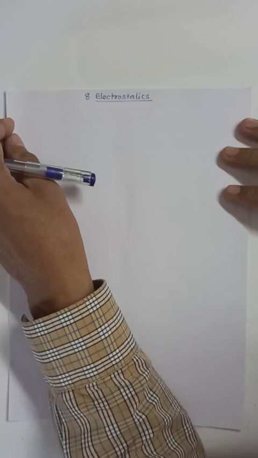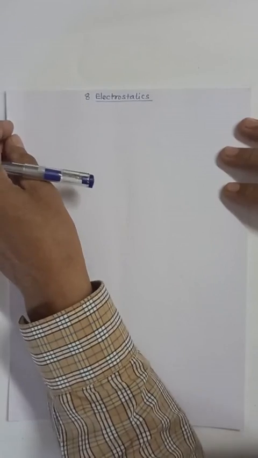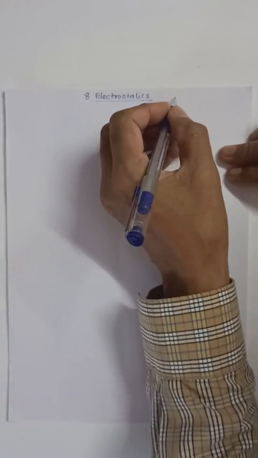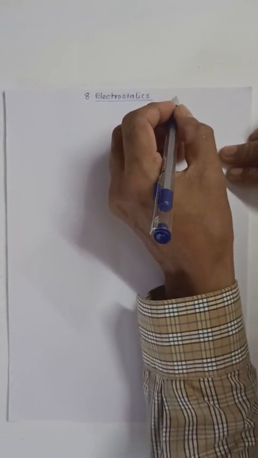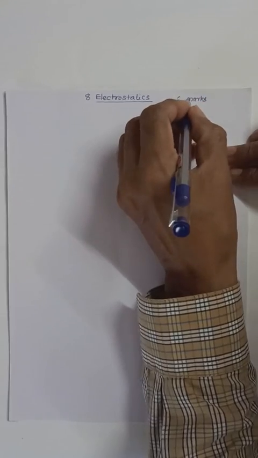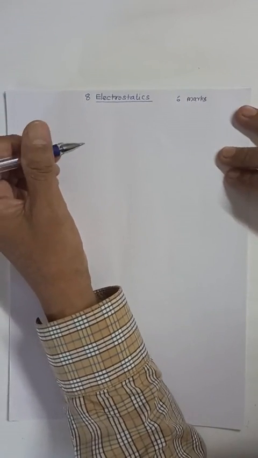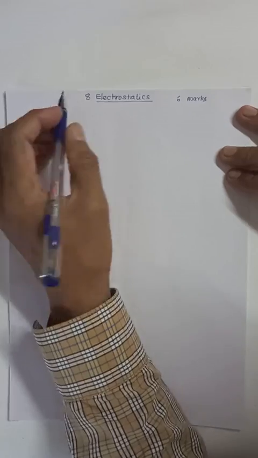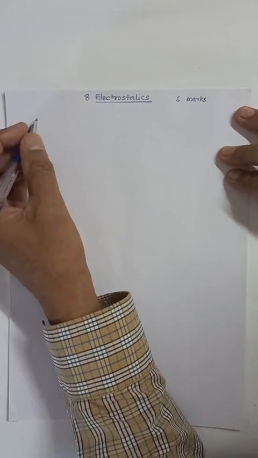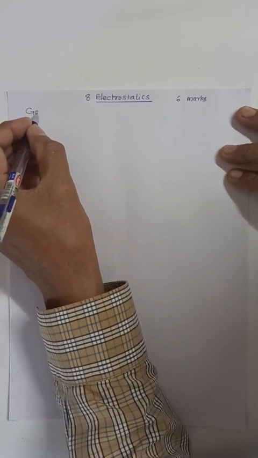Myself BN Boxer. Let's start the new chapter in physics, that is chapter number 8, electrostatics. The weightage of this chapter is 6 marks as far as the new syllabus is concerned. Before starting the actual syllabus of this chapter, let us revise the Gauss laws.